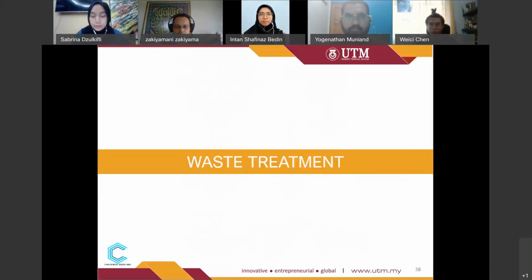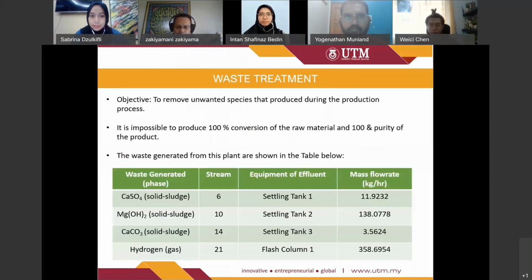Next. Moving on to waste treatment of the sodium chlorate plant. The objective of waste treatment is to remove any unwanted species that is produced during the production. As you know, it is impossible to completely convert the raw material and completely purify the product. Hence, there will be some waste generated from this plant. From the table, it shows that there are 2 types of waste produced, which are solid sludge and gas.